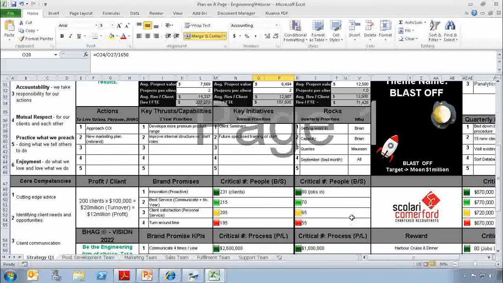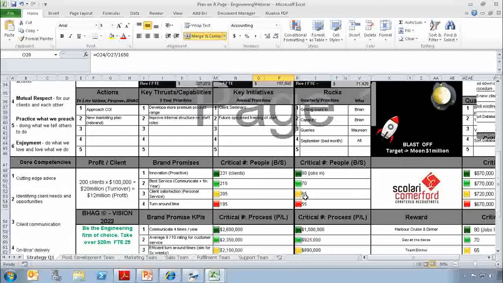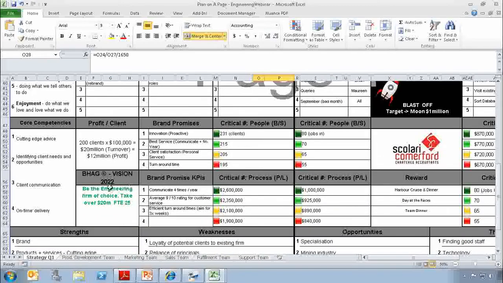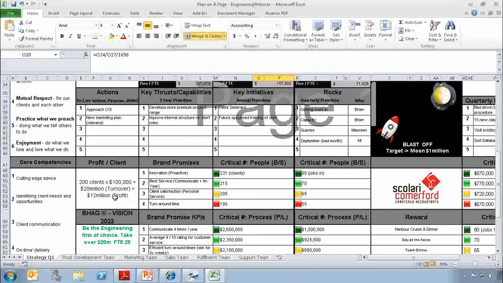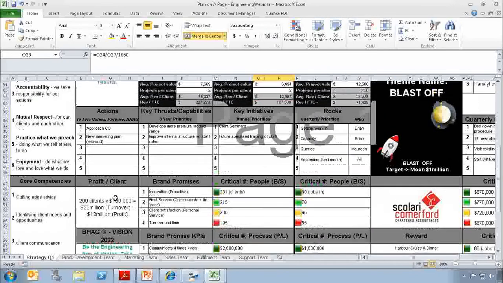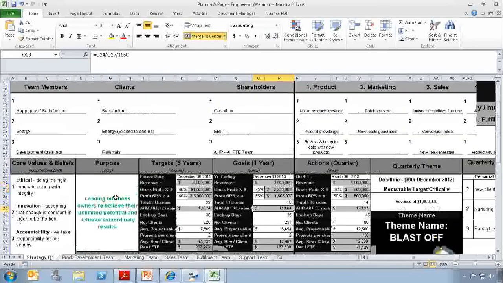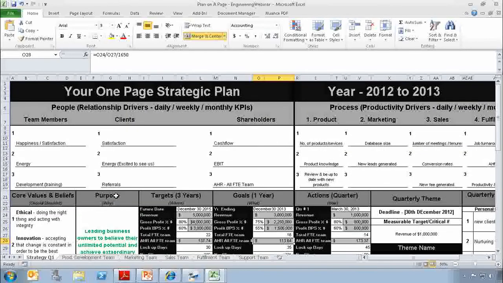Definitely, when we help our clients, we actually show them how they're going to get there. In the sample, it might be that you want to achieve your BHAG, your big, hairy, audacious goal, and your vision for it might be that you want to be the engineering firm of choice and reach a turnover of $20 million, etc. It all depends what you want as owners. But all of these should tie back into your three-way budget.